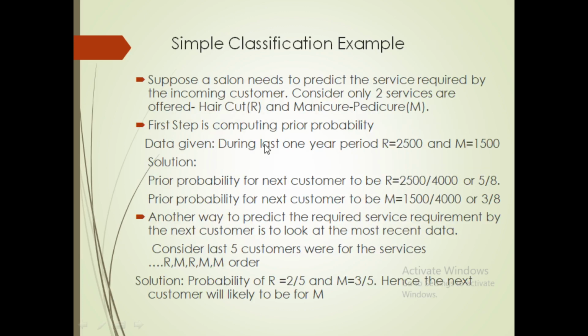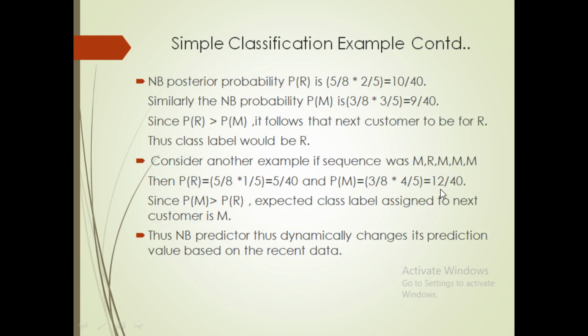Instead of the sequence whatever we have taken over here, instead of R, M, R, M, M, if I just change the sequence of the customers, if I consider M, R, M, M, M over there, then P of R is given by this and P of M is given by this, and when we compare the probabilities, we can say that P of M is greater, so the next customer will be coming for M. Thus we can say that the naive Bayes predictor dynamically changes its prediction value based on the recent data.